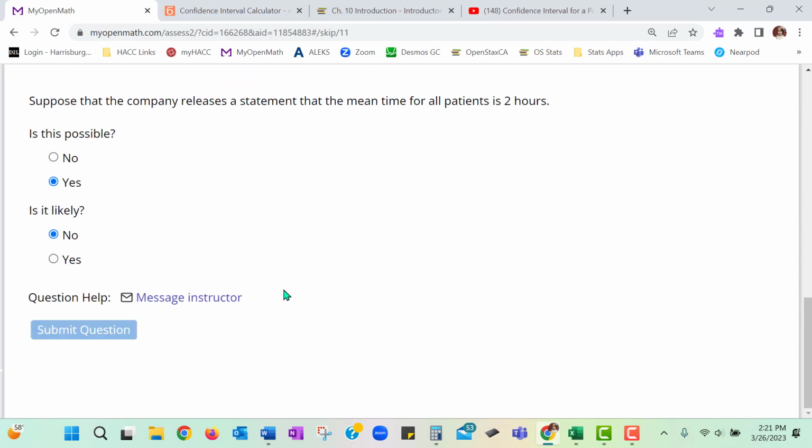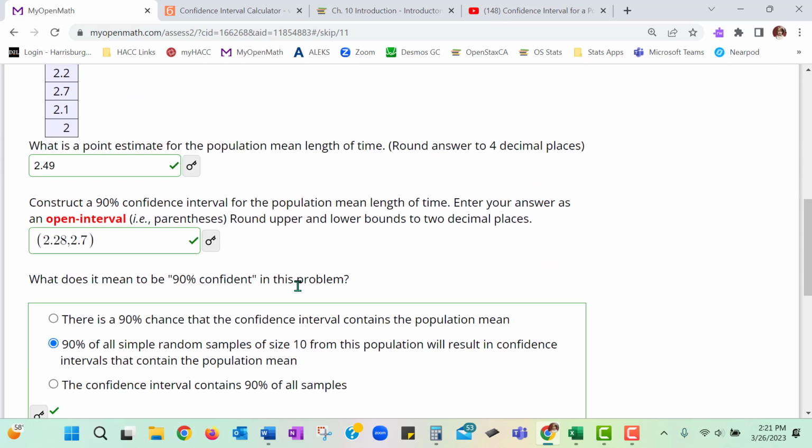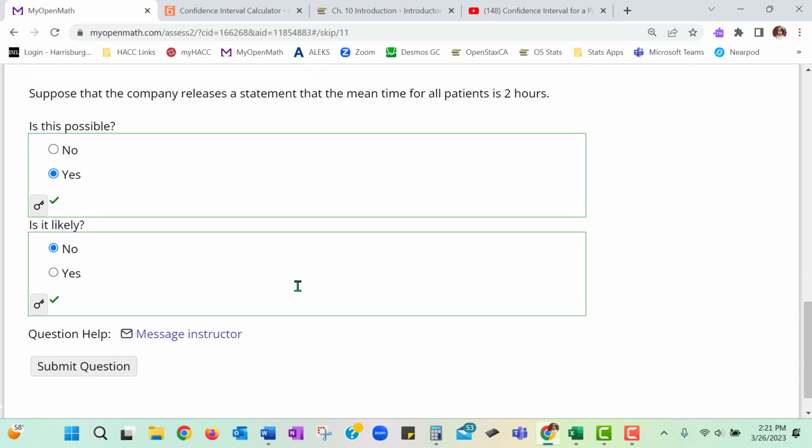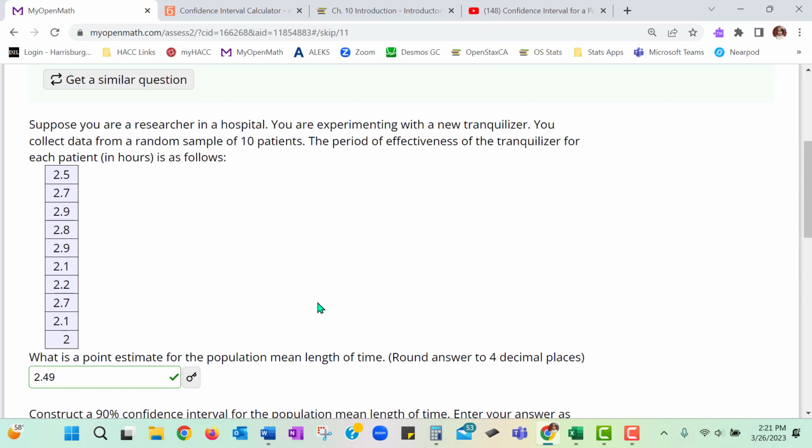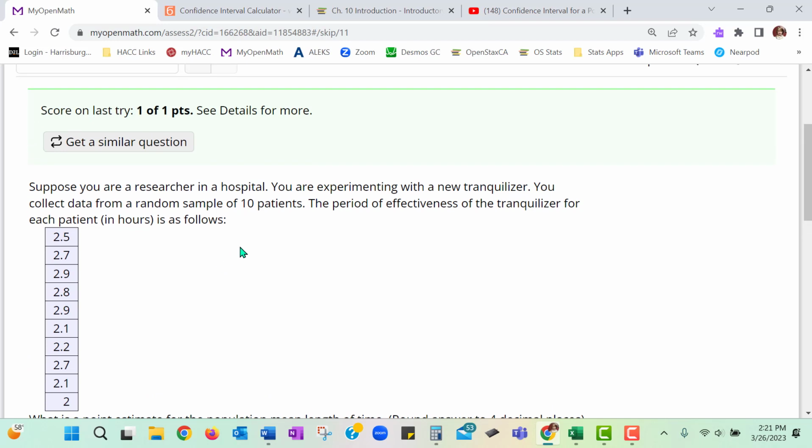So let's see if we got that right. Okay, looks good. So that was creating a confidence interval for a population mean when we don't know the population standard deviation, and using StatsKingdom.